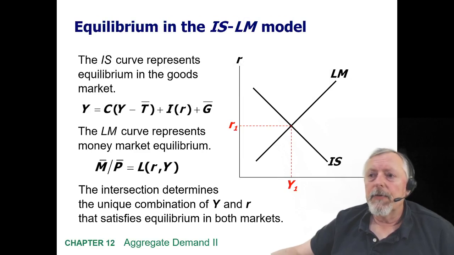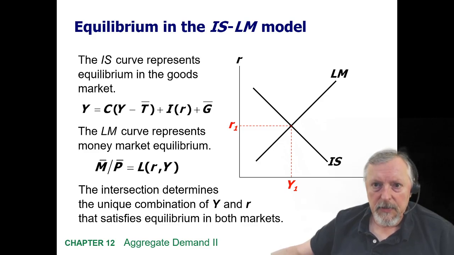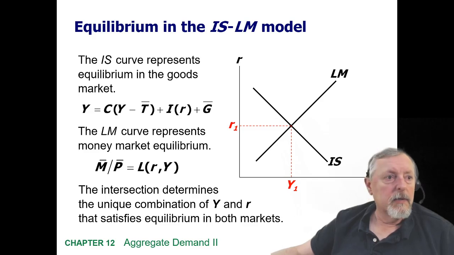Here as a reminder, the IS curve here, and you cannot see my cursor. One moment, please. Arrow options visible. Nope, I don't think you can see it. Here we go.